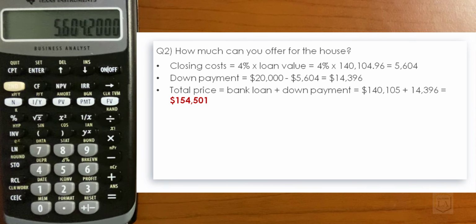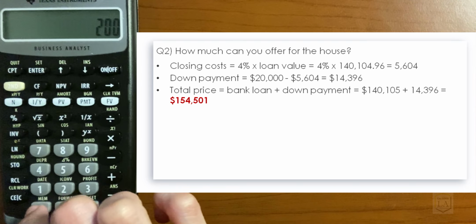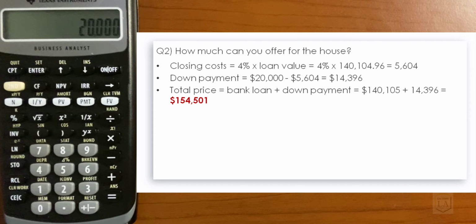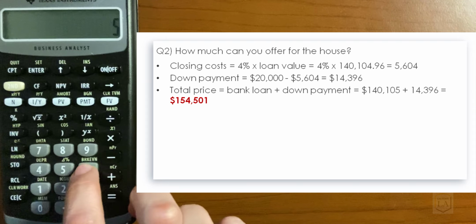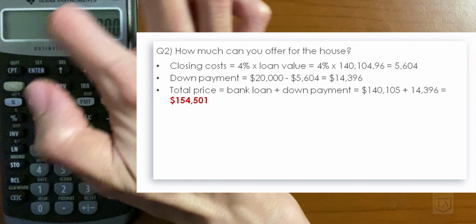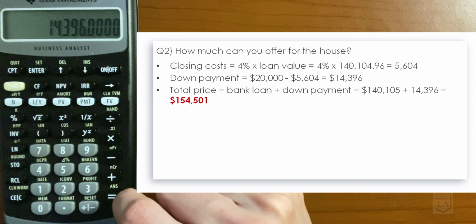So you had 20,000, right? So from the 20,000, the money that you already had, you'll have to pay 5,604 as your closing costs. So only 14,396 will remain as the payment towards your house purchase. So this will be used for your house purchase.